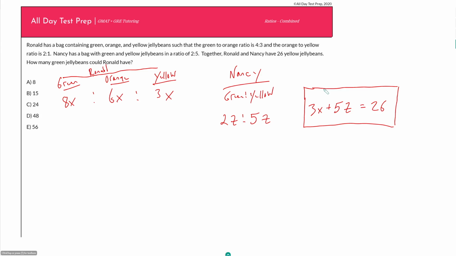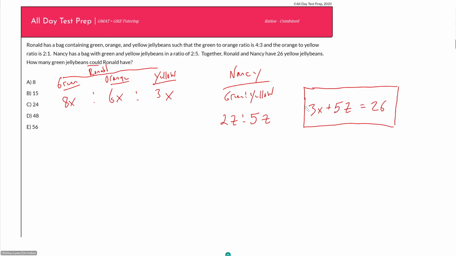Okay, so what does this mean? Can we do anything else? Can we get our z in terms of x as well? Then we'd be able to solve for x, which I don't think we would be able to do. Otherwise, they wouldn't ask us how many green jelly beans could he have. So I think this is really as far as we can go.